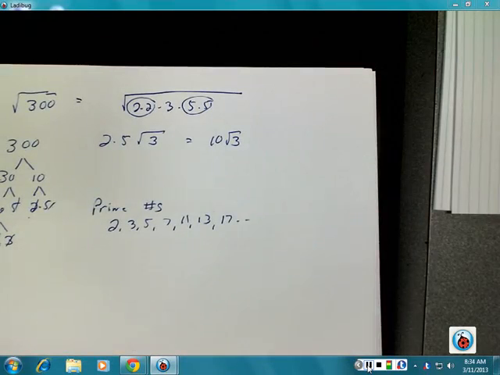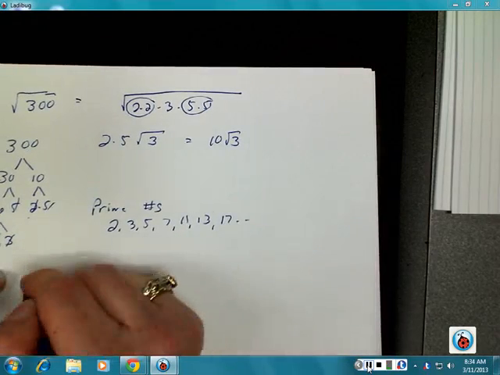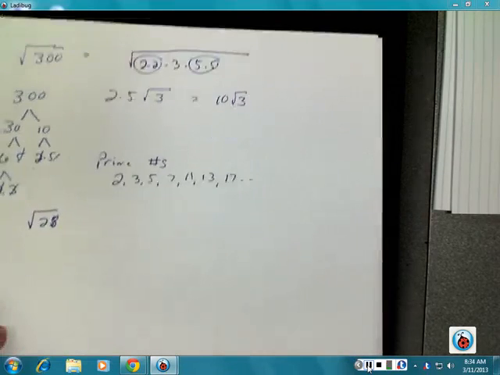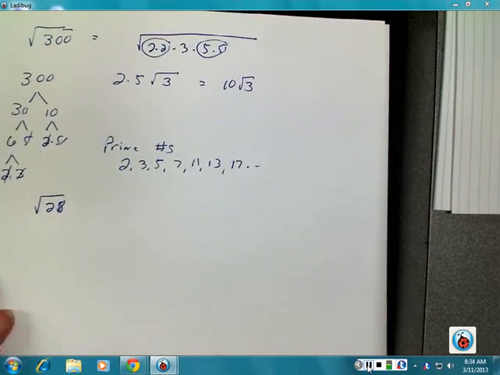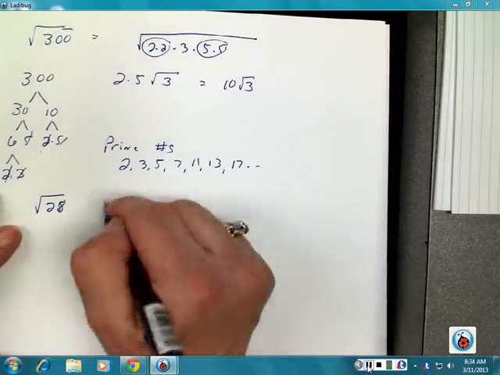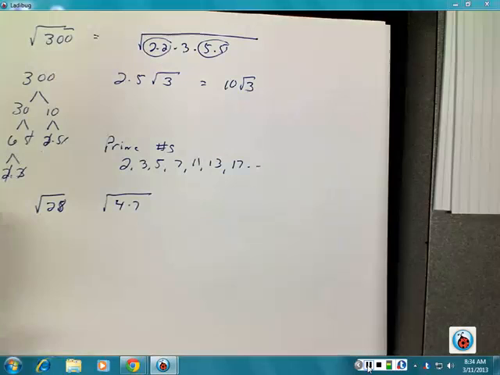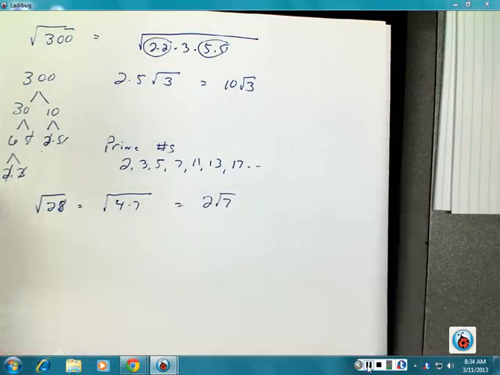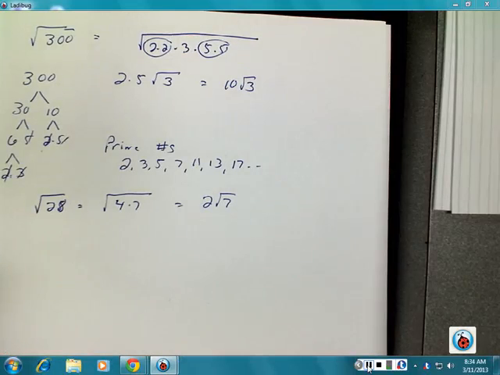How about square root of 28? Now this one, again, with your toolbox, now you've got all 3 different pieces to it. You might look at 28 and know that 28 is 4 times 7. And so then you would know that you can pull out a 2 and leave a 7. Okay? Are we all right or not all right?